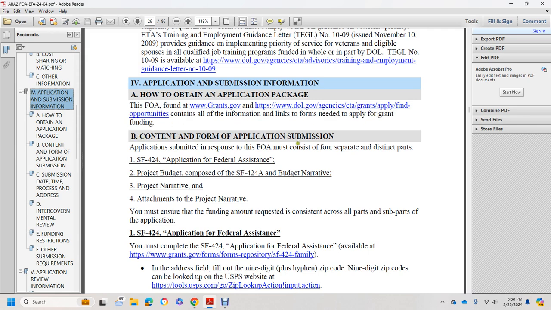B, content and form of the application submission. An application submitted in response to the federal opportunity announcement must consist of 4 separate, distinct parts: Standard Form 424, Application for Federal Assistance; the project budget, composed of Standard Form 424A and the budget narrative; project narrative attachments; and the project narrative. You must ensure the funding opportunity amount requested is consistent across all parts of this application.